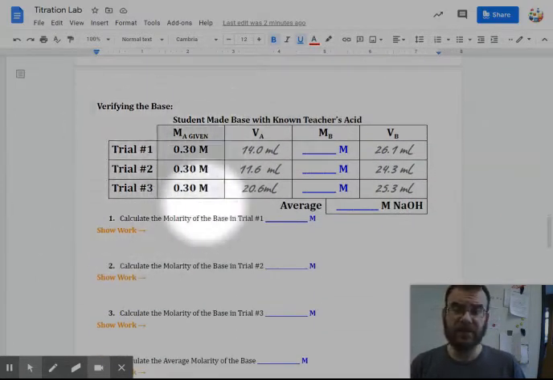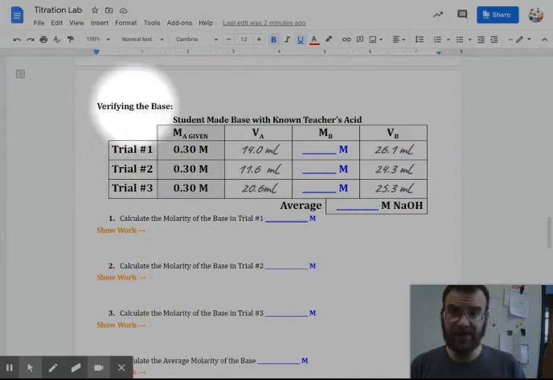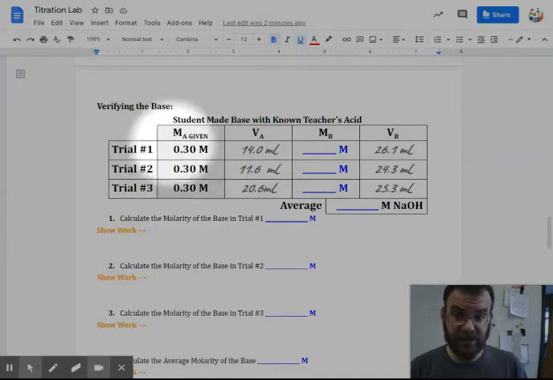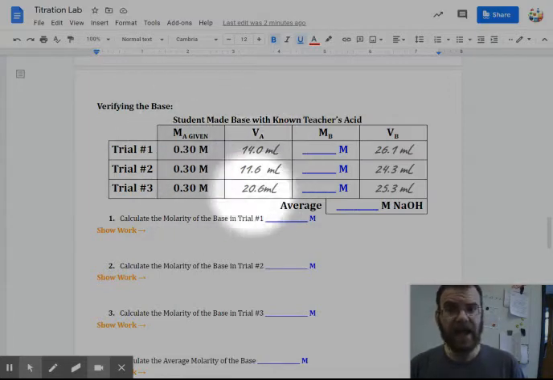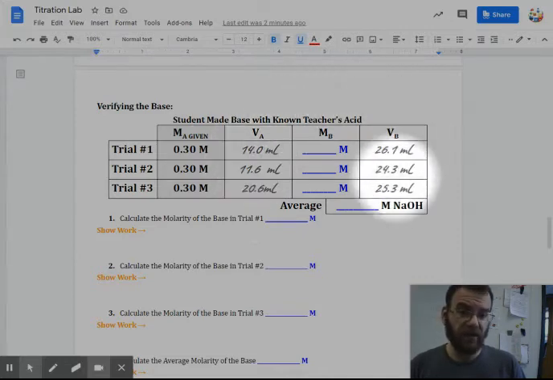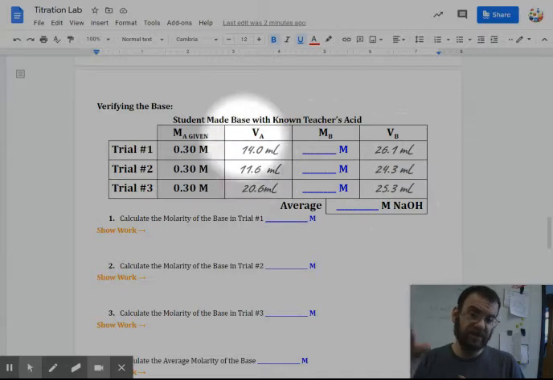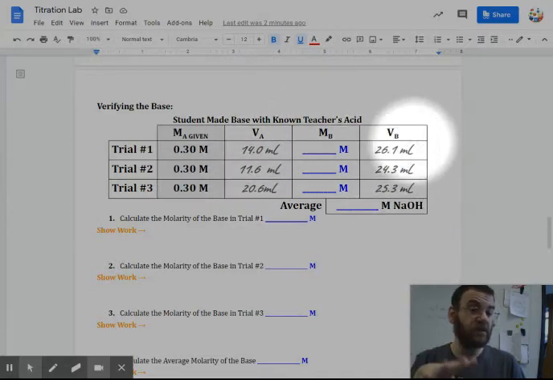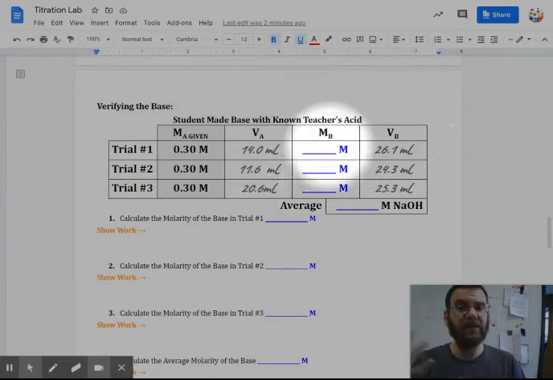Then you get to the next graded section, which is verifying the base. So this was the molarity set by the teacher. This was the volume the student had recorded. This is the volume the student recorded after the experiment. This is the volume of base the student started with. And then this is the molarity that you need to calculate.